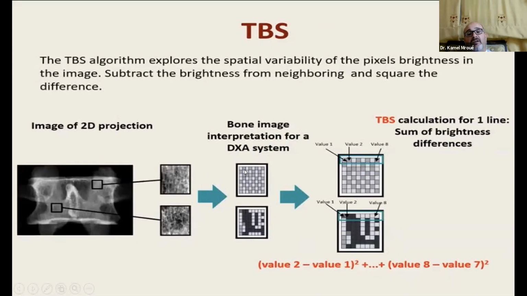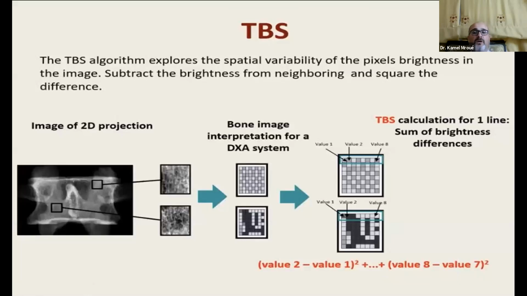And if we calculate the difference between one small square and the next adjacent to it, the more differences we have, the more bone we have. The fewer differences, the less bone. If we have more heterogeneous bone, we'll get a higher TBS. If we have less heterogeneous bone squares, we have lower TBS and lower quality of bone.